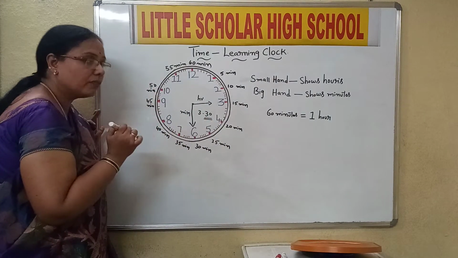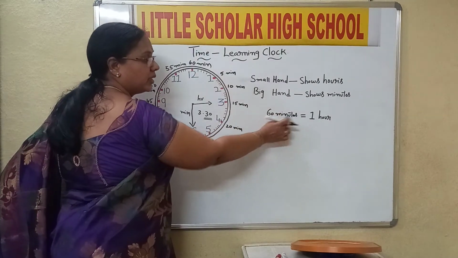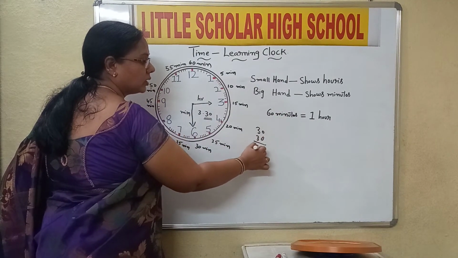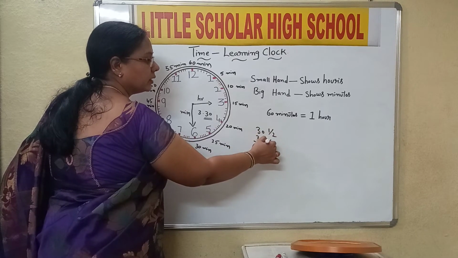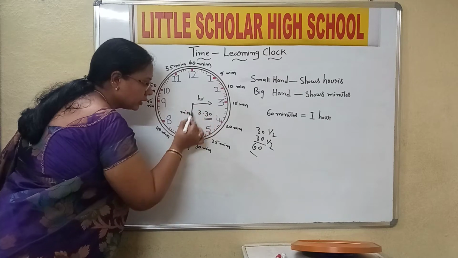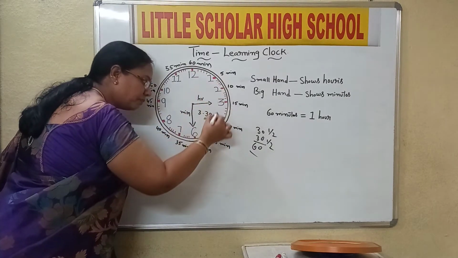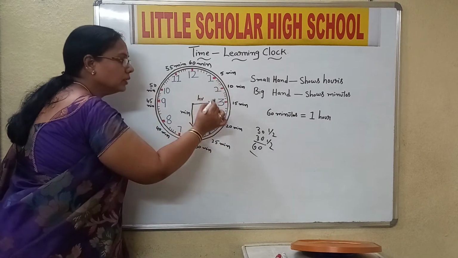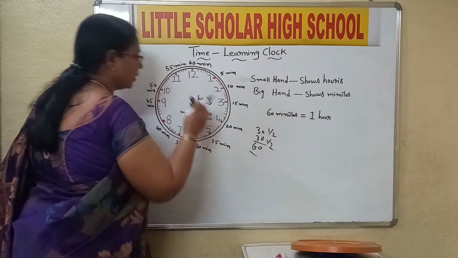Why are we saying half past? Because 60 minutes make 1 hour. So 30 plus 30 is how much? 60. So this is one half and this is one half. So, 3:30 or half past 3. Okay, let me do one more.